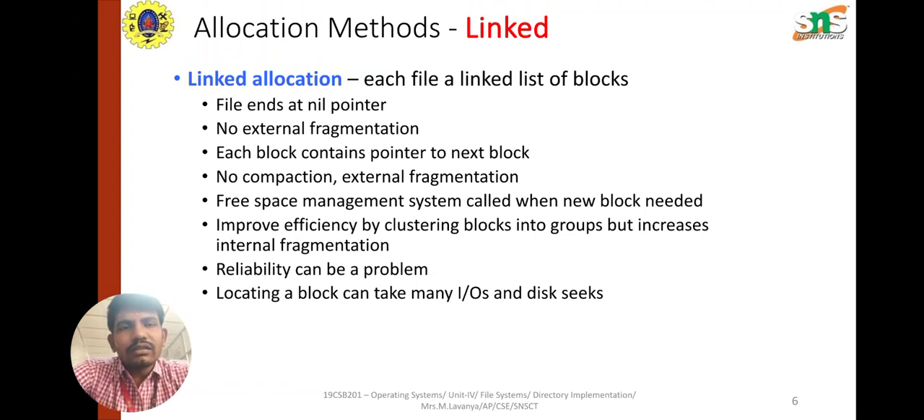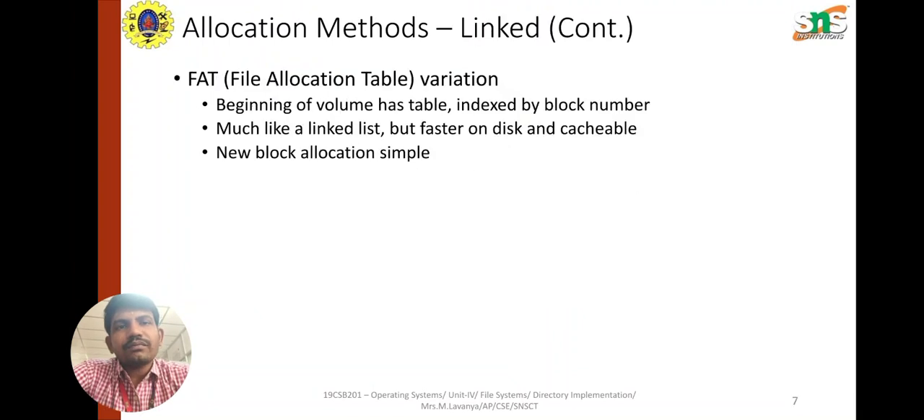Allocation methods, linked list. In linked allocation, each file is a linked list of blocks. The file ends in a nil pointer, and there is no external fragmentation. Each block contains a pointer to the next block, and there is no compaction. A free space management system is called when a new block is needed. Efficiency can be improved by clustering blocks into groups, but it increases internal fragmentation. Reliability can be a problem, and locating a block can take many I/Os and disk seeks.